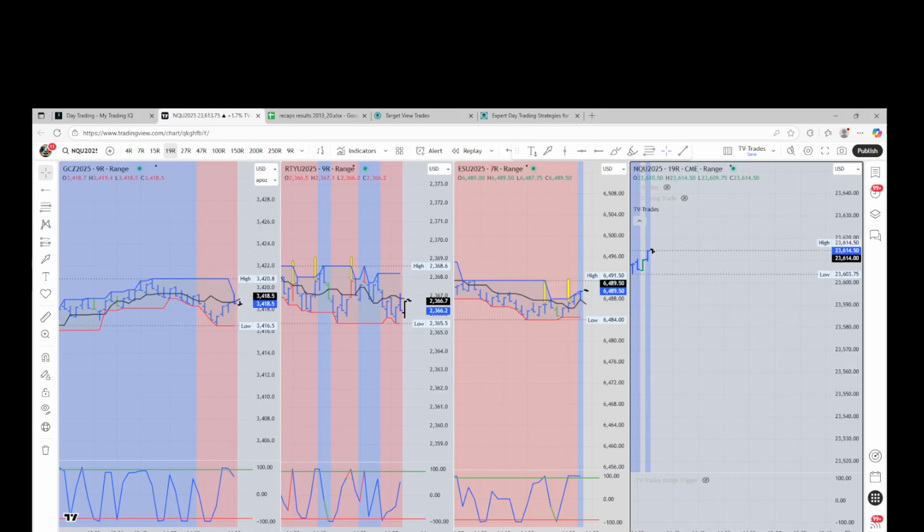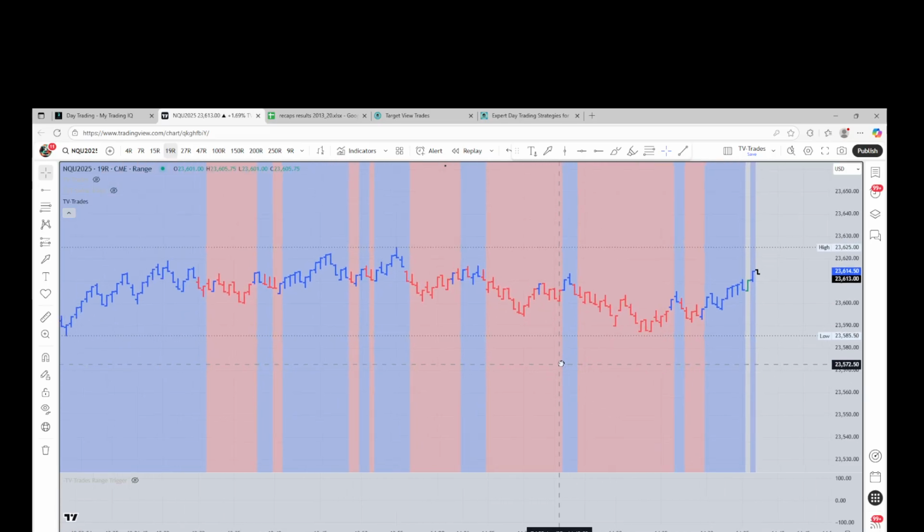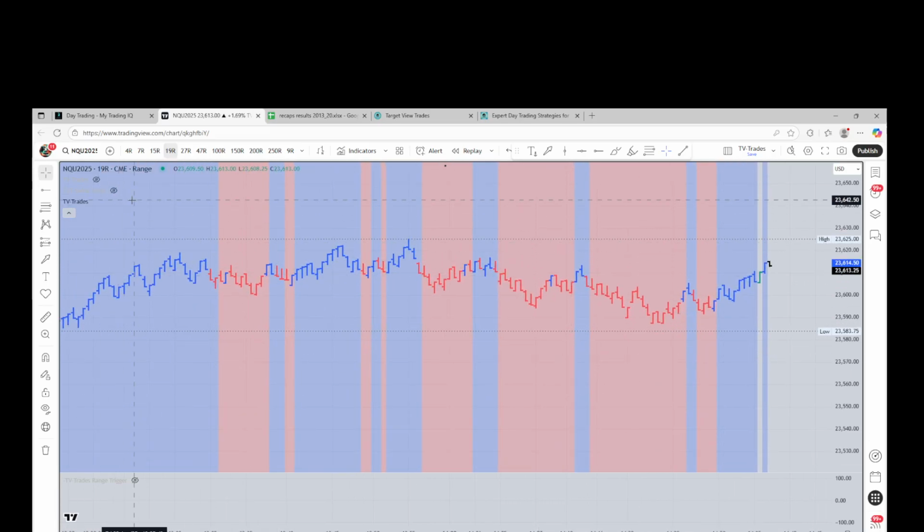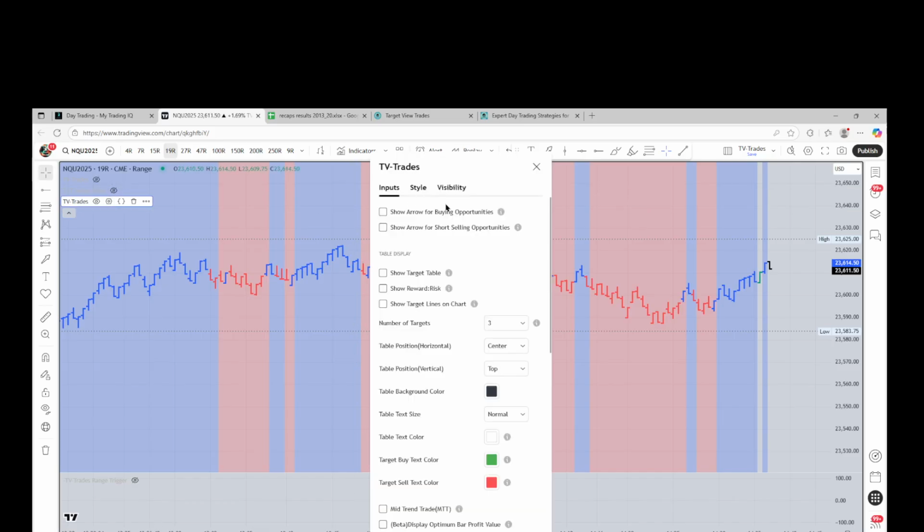I'll explain that to you in just a minute, but I want to go through this setup portion a little bit more first, okay? On the TV trades, the thing that I use primarily right now is the background color in here, right? There is one other thing that you can use that's a good feature to have activated.